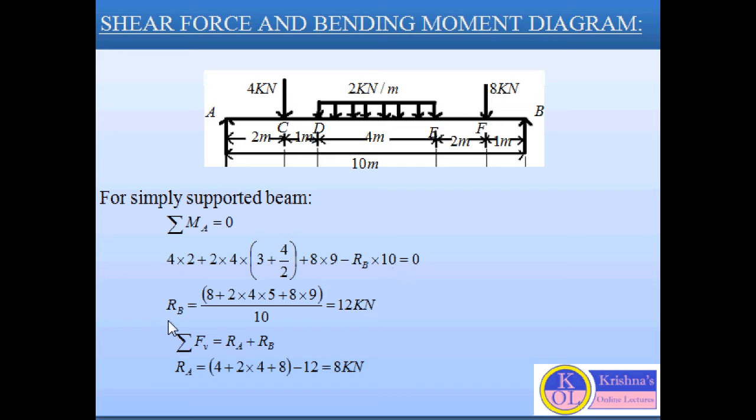Now we can find RB with this equation, by simplifying it. Now the summation of all vertical forces is equal to RA plus RB, so with the help of this equation we can find RA. So here RB is 12 kilonewton and RA is 8 kilonewton.